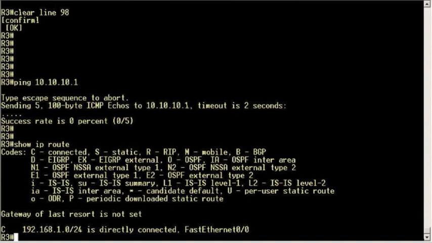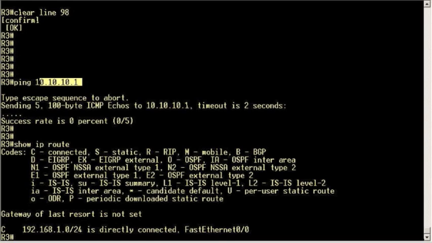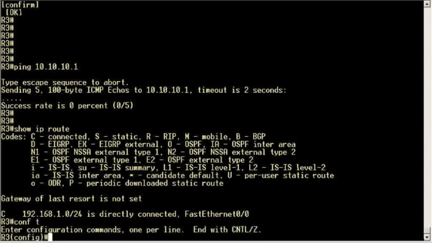It can't communicate with the 10.10.10 network because it has no idea where to send that traffic. It didn't even try. It looked in its routing table and it said, sorry, Charlie, I have absolutely no idea where to send that traffic. The only thing I know about is 192.168.10. Okay, so let's give it a static route.